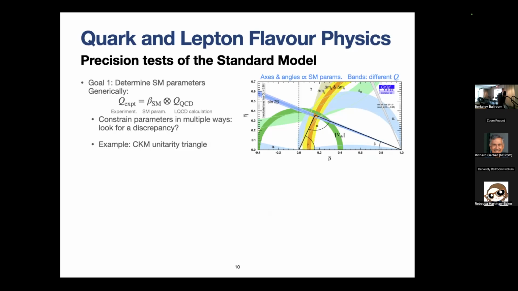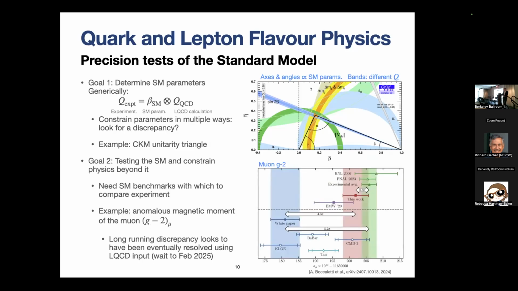And for many years, we've tried to constrain parameters by doing these experiments and calculations. And one important thing to try and do is to over-constrain the system, to try to look for a discrepancy. The plot at the right is known as the CKM unitarity triangle, where the angles and axes here correspond roughly to parameters in the model, and the different bands correspond to different experiments. For example, the apex of that triangle is something where we try and see whether there's disagreement between different extractions. We also want to look beyond the standard model. And in order to do that, you need to know what the standard model should predict for whatever quantity you're trying to measure experimentally.